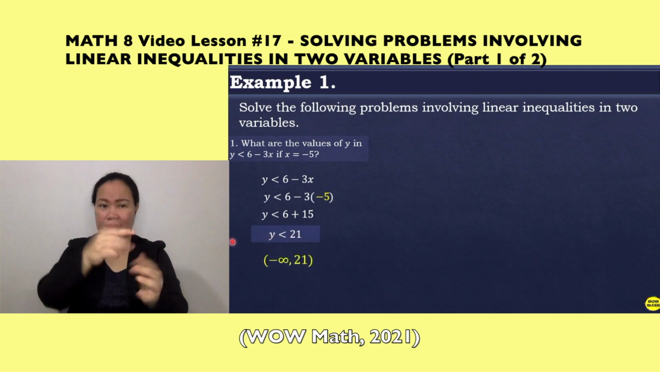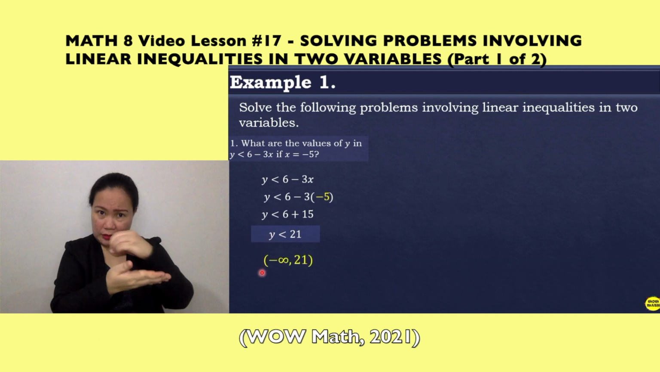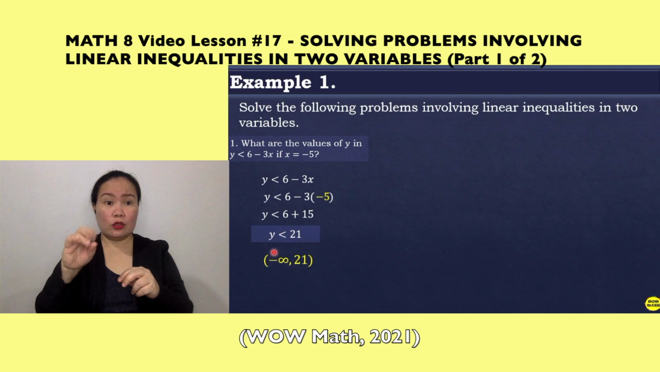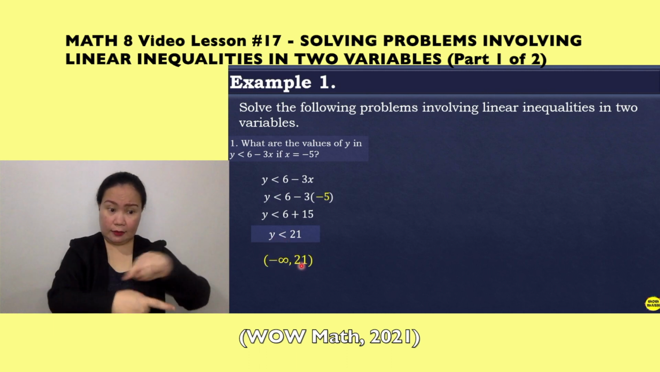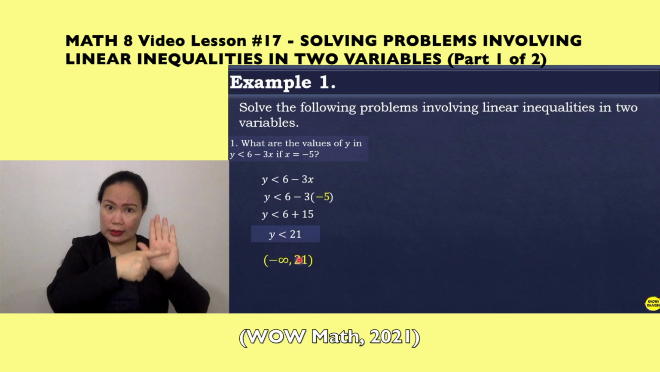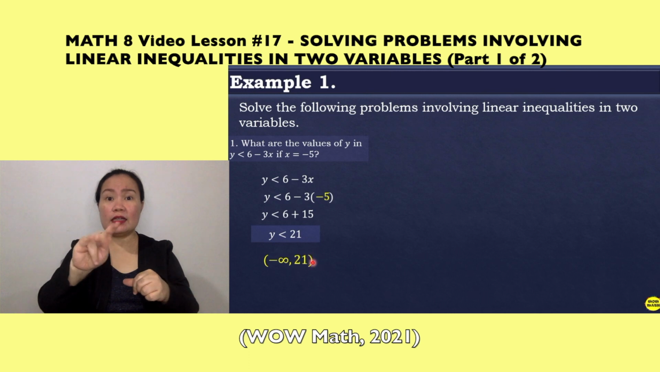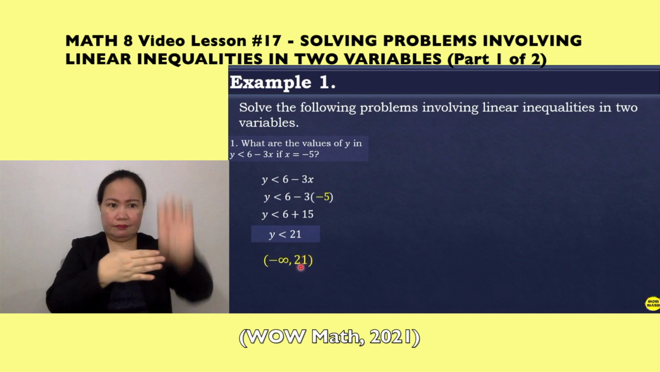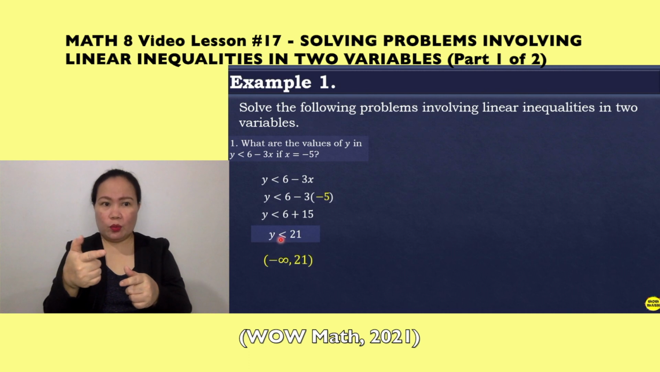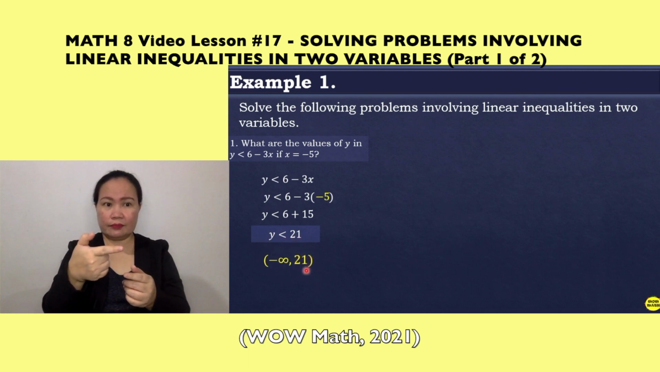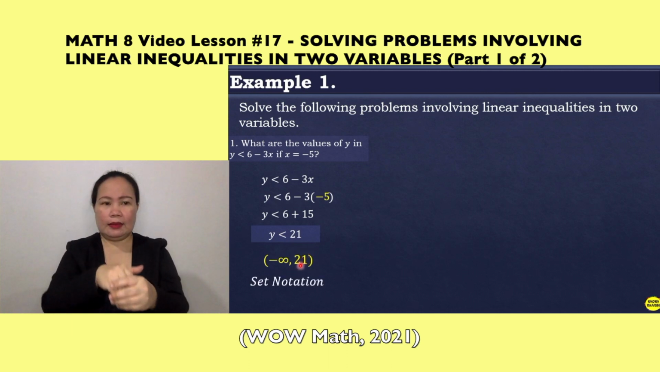So, paano mo yan ilalagay into set notation? So, ibig sabihin, from negative infinity up to 21. Okay, bakit 21 to? Okay, ibig sabihin, since parenthesis ito, ibig sabihin yung 21 hindi kasama sa solution. Kasi ang sabi, less than. Okay, so kung ipapakita mo siya into set notation or interval notation, ilalagay mo dito yung 21, but you're going to use parenthesis. Okay, ibig sabihin yung 21 hindi kasama. So, this is your set notation.